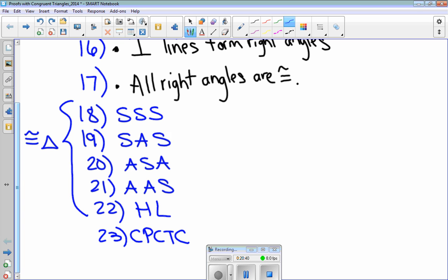You may or may not get to that today. Go ahead and put it there. Okay, so on your reason sheet, we should all together be at 23.